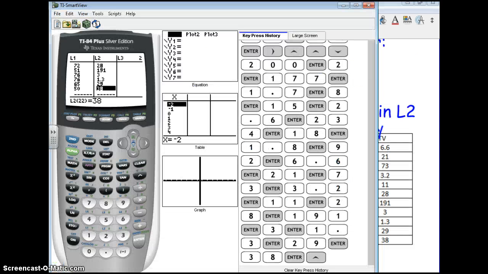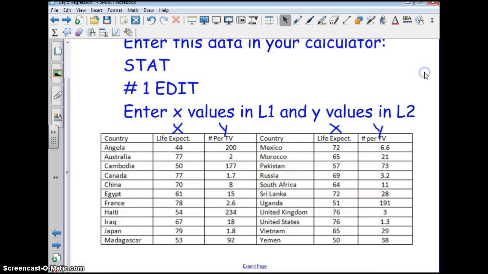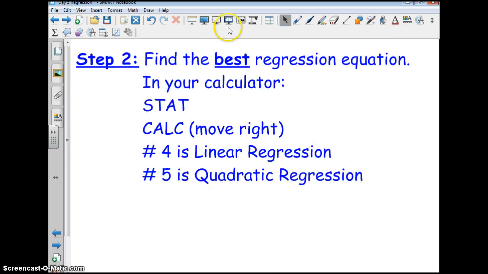All right. Once I've entered everything on my calculator, I just want to make sure that I haven't missed a number. So I should have 22 items in my L1 column. It says 22 right here. And I should also have 22 items in my L2 column. So there are 22 data points that I'm entering. Let's go ahead and move on to step 2.